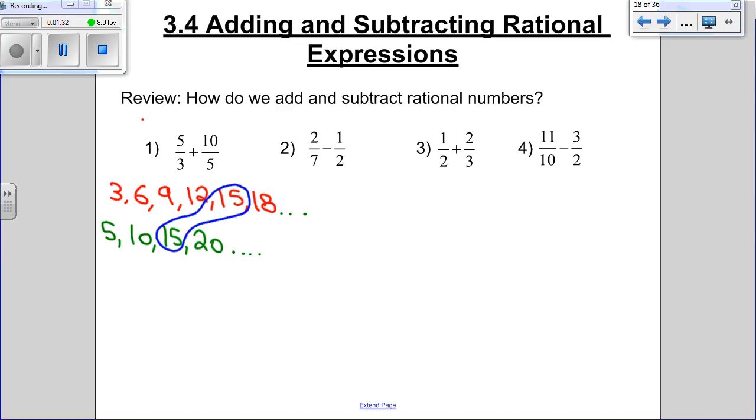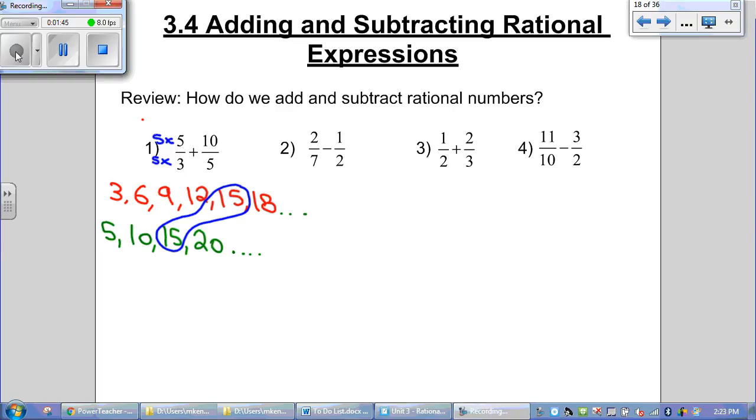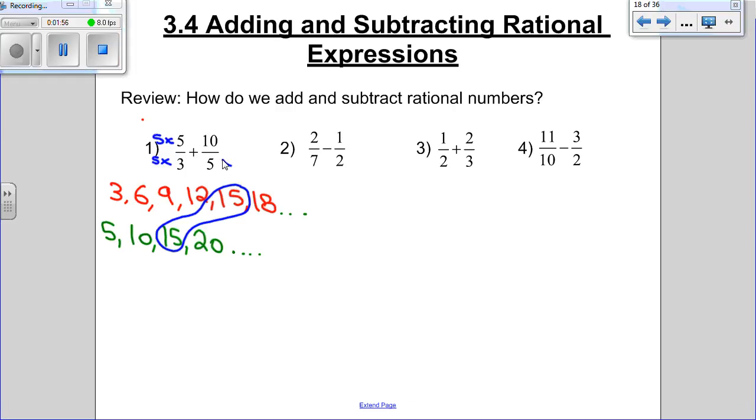If I was looking at the number 3, how can I get 3 to become 15? I multiply it by 5. And what you do to the top, you do to the bottom. Okay, so we multiply that first fraction by 5, because that would get us to 15. The second fraction, we're not going to multiply by 5, we're going to multiply it by 3. And again, what you do to the bottom, you do to the top. That makes your brand new fraction 25 over 15 plus 30 over 15.